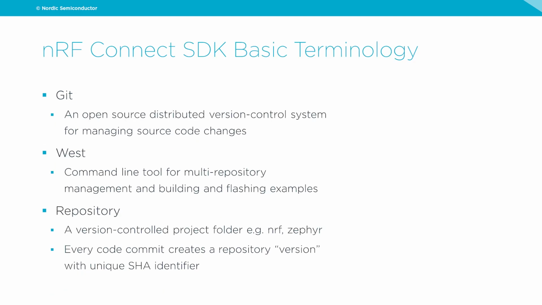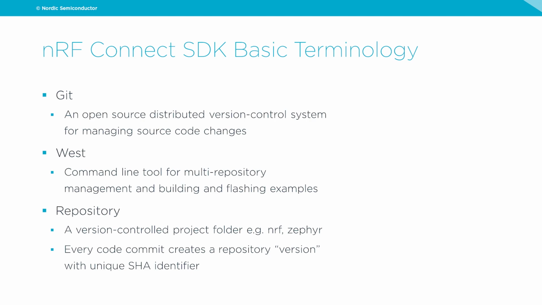So here's just a quick intro to some of the basic terminology. Git is essentially, you're probably well aware of what Git is. It's an open source distributed version control system for managing source code changes. This is very useful, seeing as we do have multiple repositories. So Git makes it very easy to figure out which tags and which commits fit together.